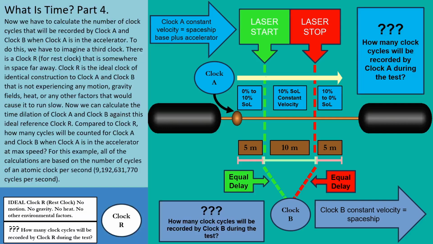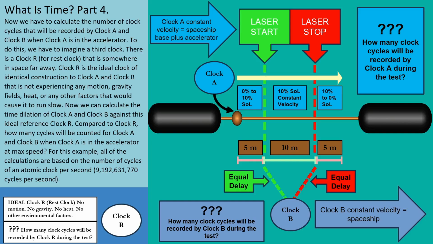Now we have to calculate the number of clock cycles that will be recorded by clock A and clock B when clock A is in the accelerator. To do this, we have to imagine a third clock. There is a clock R, for rest clock, that is somewhere in space far away. Clock R is the ideal clock of identical construction to clock A and clock B that is not experiencing any motion, gravity fields, heat, or any other factors that would cause it to run slow. Now we can calculate the time dilation of clock A and clock B against this ideal reference clock R.